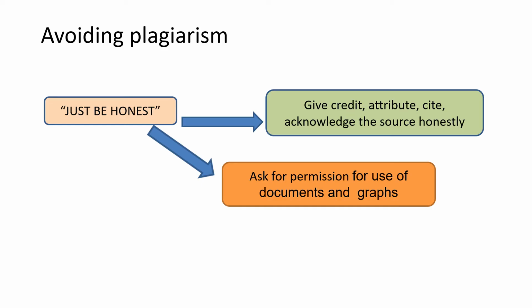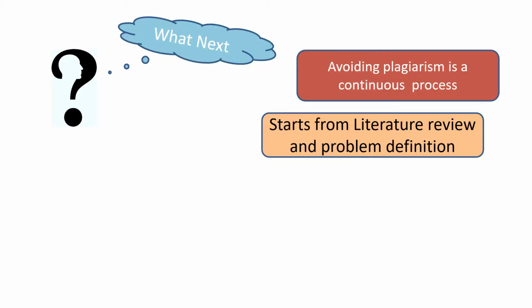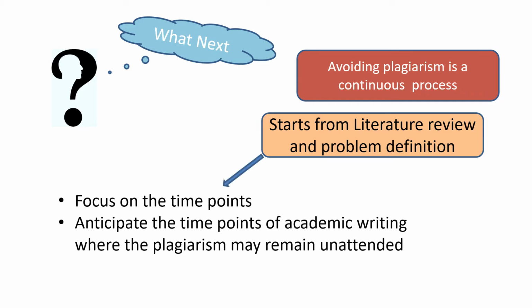And ask for permission for use of a document, figure, and graph if you want to use the same in your work. You have to respect the IPR and other people's ideas in academic exchange. Ask for permission for copyright, for use of graph, for preventing plagiarism. So now what are you going to do next? You have to write down each and everything you do, starting right from the problem definition to the literature survey. You have to anticipate the time points of academic writing where plagiarism may remain unattended.